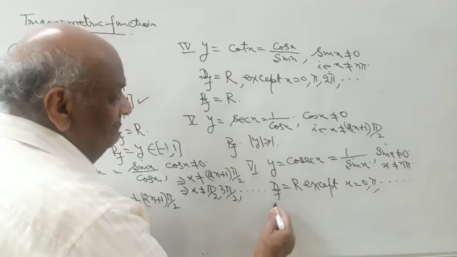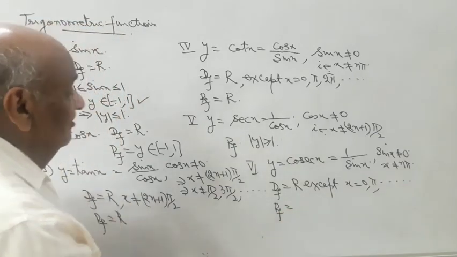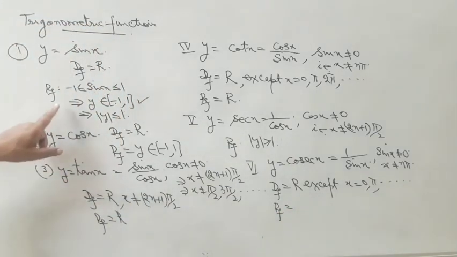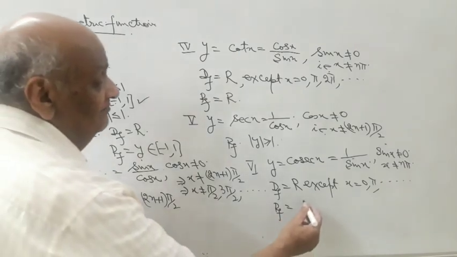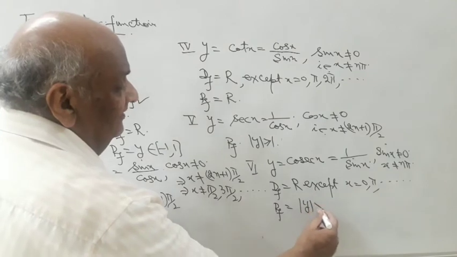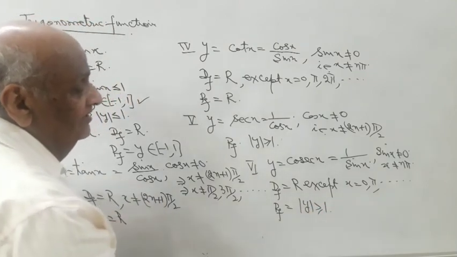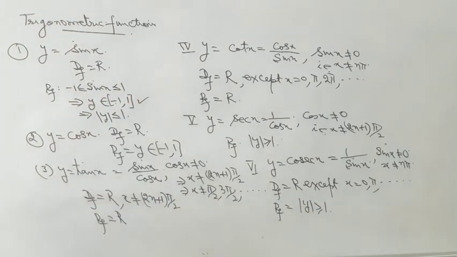And the range, the reciprocal of sine: for sine it is y less than or equal to 1 in modulus, here it becomes modulus of y greater than or equal to 1. This is for the domain and the range of the trigonometrical functions.